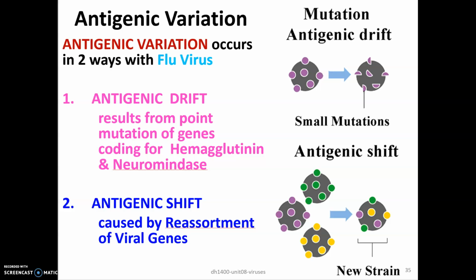Two versions of antigenic variations are antigenic drift and antigenic shift. Now, antigenic drift results from point mutations of genes for the coding of hemagglutinin and neuraminidase. Now, that sounds like a mouthful, but I'll explain it on the next slide. Antigenic shift is when we get a reassortment of viral genes. So this is a much bigger change in the virus, and this one, antigenic shift, can cause us a lot of different problems.